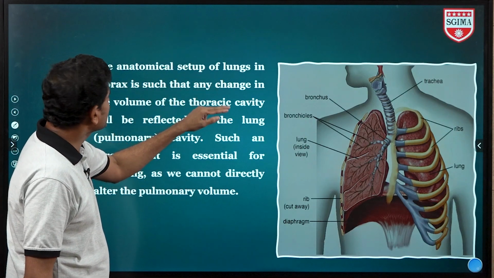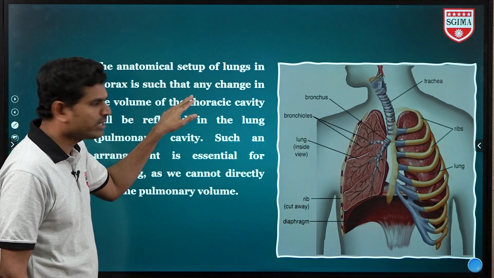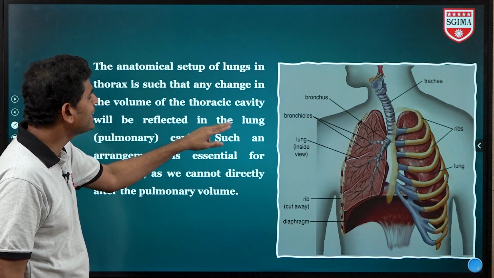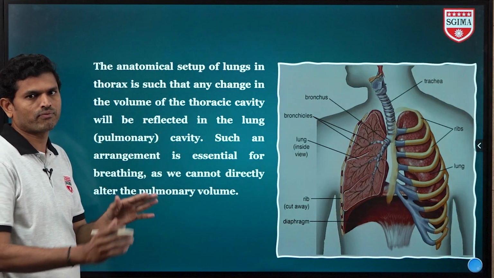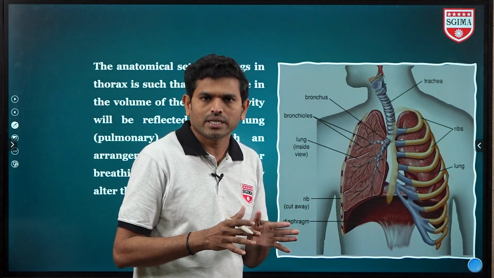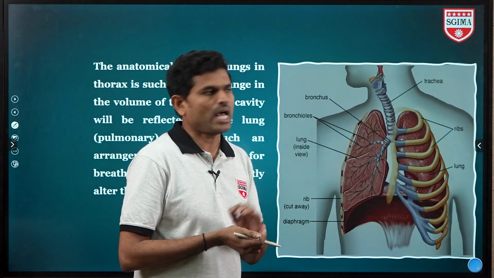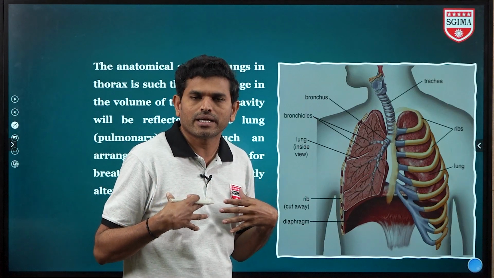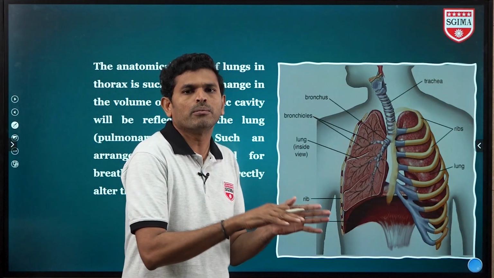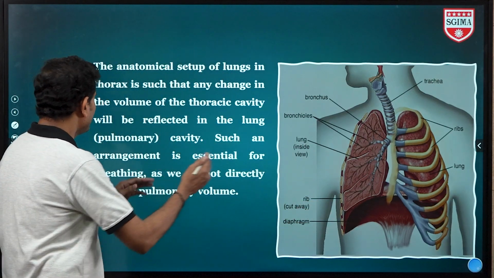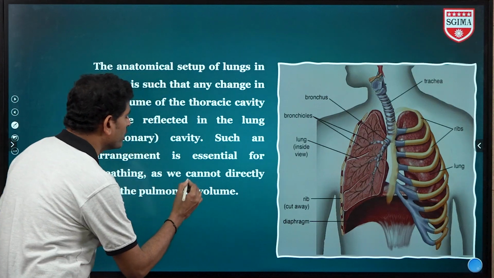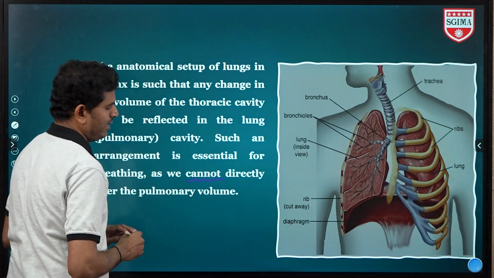The anatomical setup of lungs in the thorax is such that any change in the volume of the thoracic cavity will be reflected in the lungs, that is, the pulmonary cavity. What did the first point say? In the last slide we saw that the lungs are arranged in the thoracic cavity in an airtight container or chamber. Now this is its extension: if any change comes in the thoracic cavity, it will be directly reflected in the pulmonary cavity. And such an arrangement is essential for breathing, as we cannot directly breathe without it.